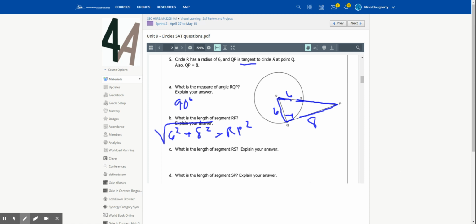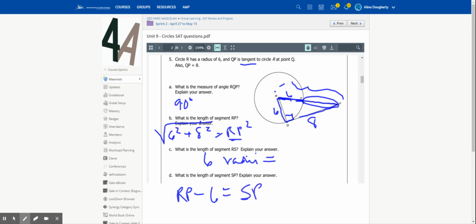What is the length of RS? So RS is my other radius. So that's 6. All radii are equal or congruent. What is the length of SP? So how would you find SP? You need to find that RP from part B. So RP, you found that here, and then you subtract 6, and that's going to give you SP.